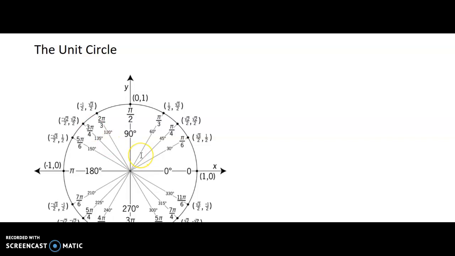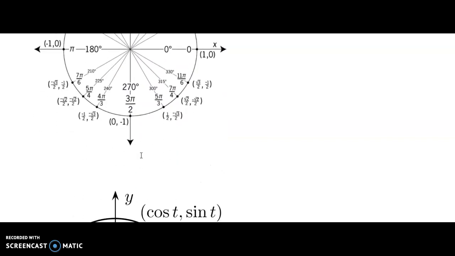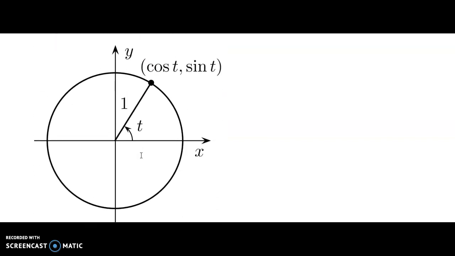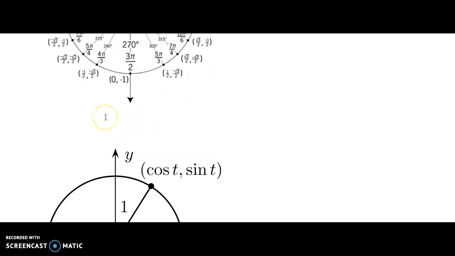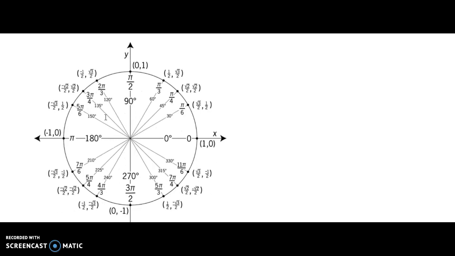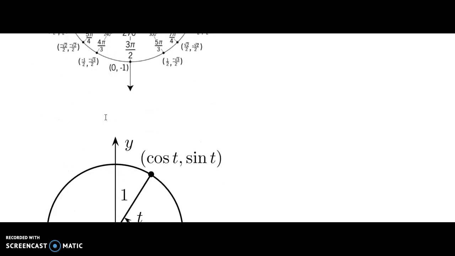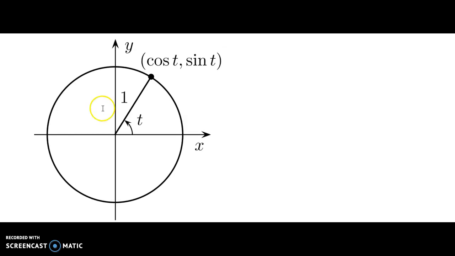So first of all, let's write down some details about the unit circle. So here's a blank unit circle so that you don't get overwhelmed. Here's the full unit circle, but we're going to talk about how to get those numbers in just a minute. But here's the blank one. And we need to write down some facts about this.